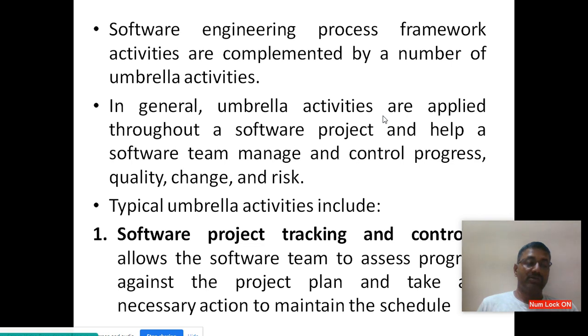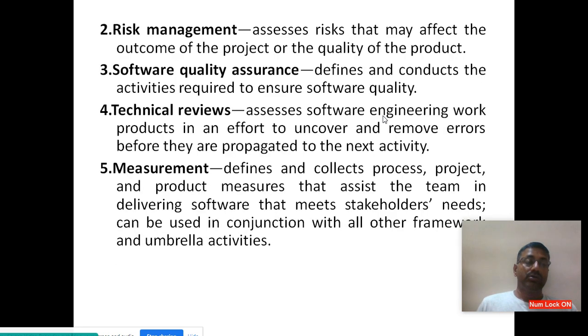Every software also has what are called umbrella activities, software project tracking and control. This allows the software team to assess progress against the project plan. What are the necessary actions, what are the necessary things to be focused on, how we are going to manage the tracking of the project, how we are going to control our software development. Everything comes from the umbrella activities. This is the right source, the right data collection from the umbrella activities, and we should follow it in the right direction. Inside the umbrella activities, risk management is important.